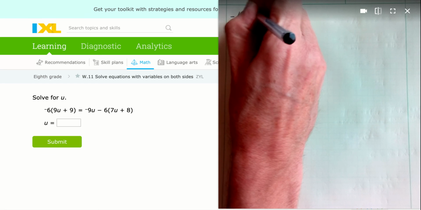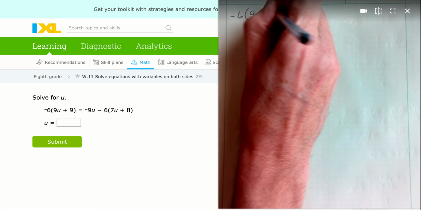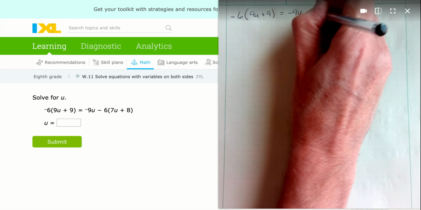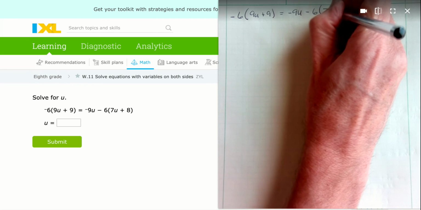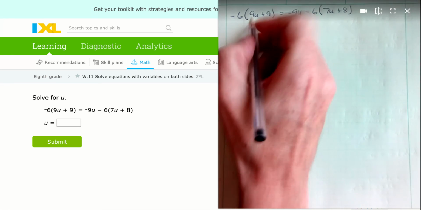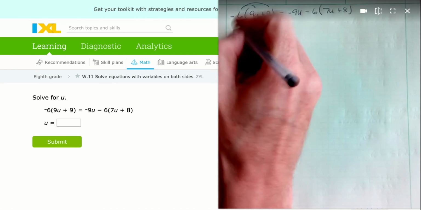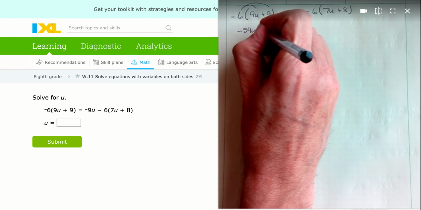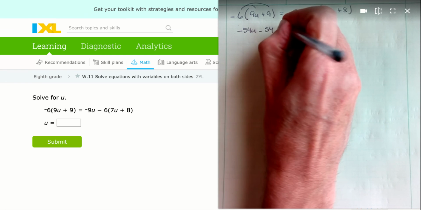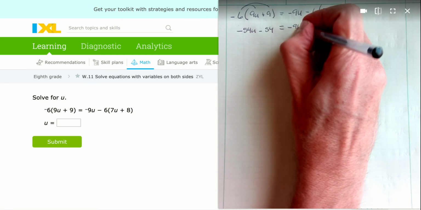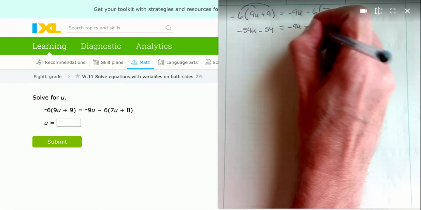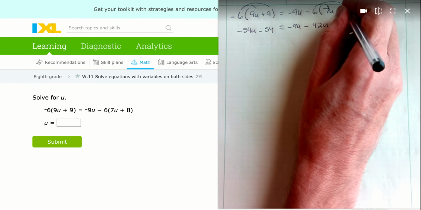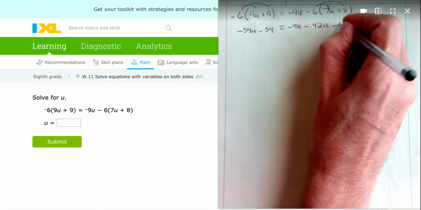Negative 6, 9u plus 9 equals negative 9u minus 6 parentheses 7u plus 8. First thing I'm going to do then is distribute in. That's going to be a negative 54u minus 54 equals negative 9u minus 42u. That's 6 times 7, so I'm distributing this one in, minus 48.